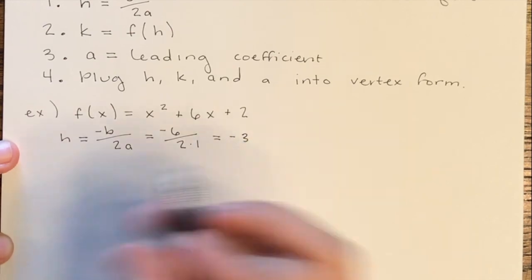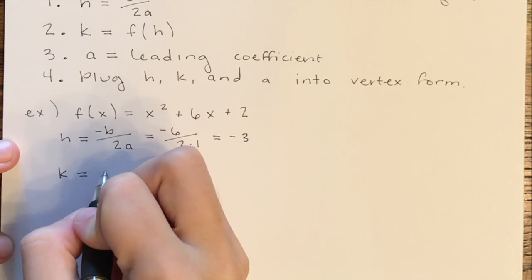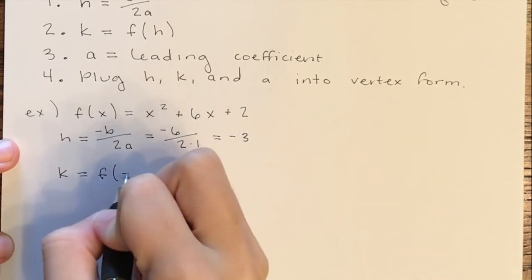So we have the x value of our vertex. In order to find the y value, we just plug it back into our function. So we look for f of negative 3.